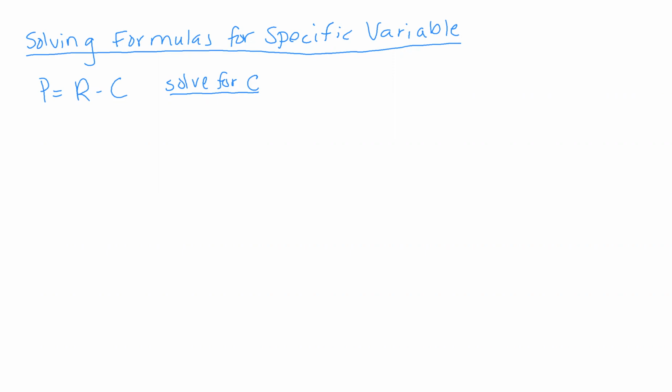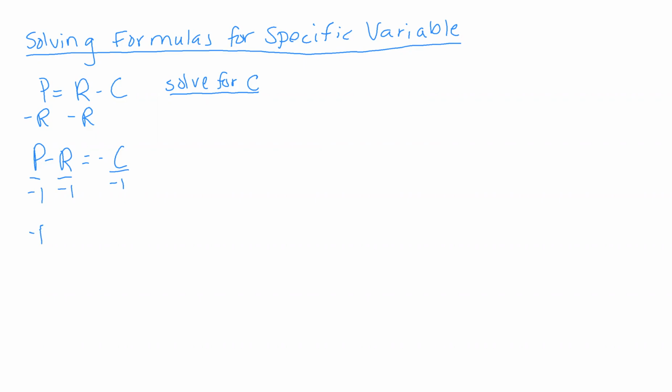So what I would do first is either subtract R or add C. Either one is fine. I'm going to start by subtracting R. So that means I'm going to get P minus R equals negative C. Now, you've got the C alone, but you always want to make sure that the variable you solve for is by itself and positive. So what I could do is divide each term by -1.